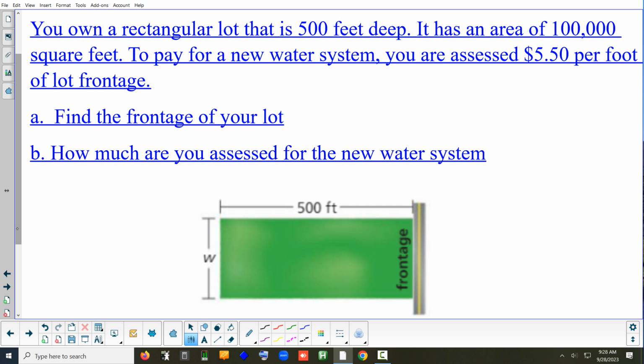It says that the area of your property is 100,000 square feet. Okay, that's this. That's how much grass you have, right? The area of your property is 100,000 square feet.